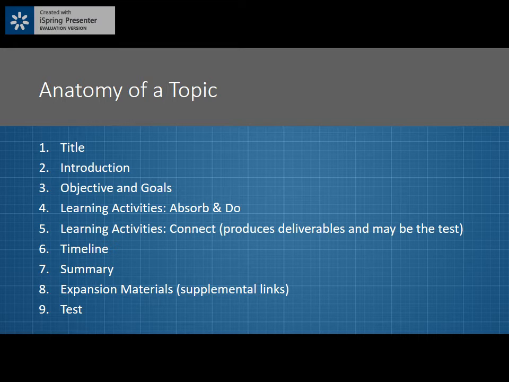Topic components include the following: the title, the introduction, your course objectives and goals, learning activities, and these come in three types: absorb activities, do activities, and connect activities. Timeline, summary, expansion materials, and of course, the test. We're going to look at each of these pieces, but first let's look at an example of a topic.